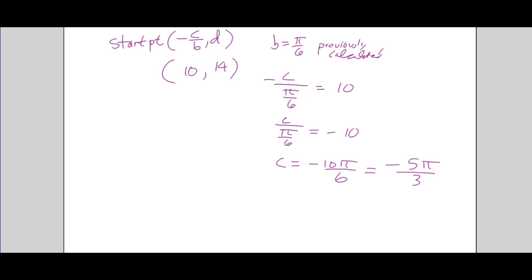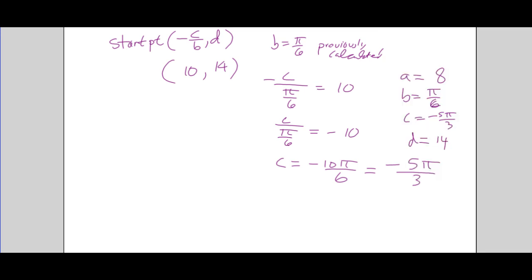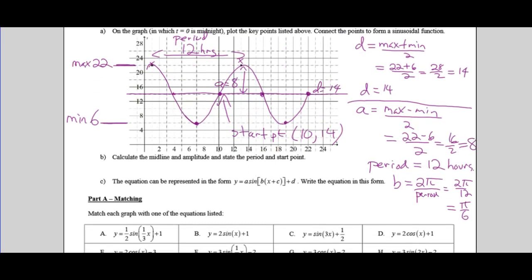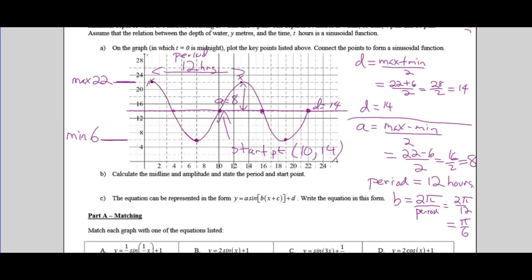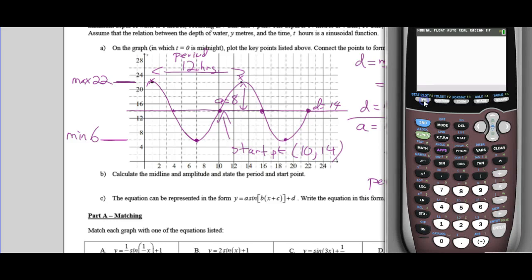So what was A? 6 or 8? 8. B is pi over 6. C is negative 5 pi over 3. And D is 14. I want to do two things then. We're going to go back a page. Okay, we got this. So we want to set our window to match this, right? So go to y equals.